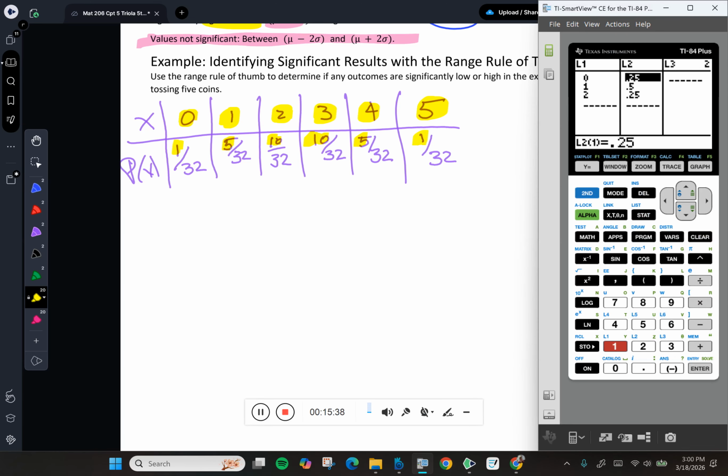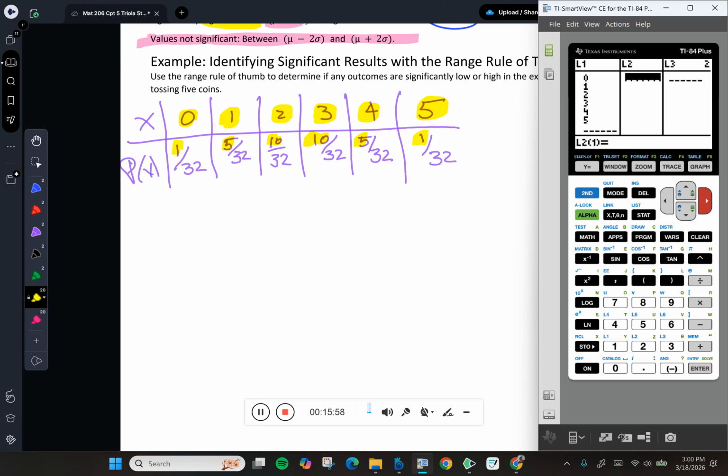I'm going to go Stats, Edit. I'm going to clear this stuff out because I don't need it anymore. That was a simple experiment of just 2 coins. Now I'm flipping 5 coins. So remember, in L1, I'm putting my X values, in this case, 0 through 5.